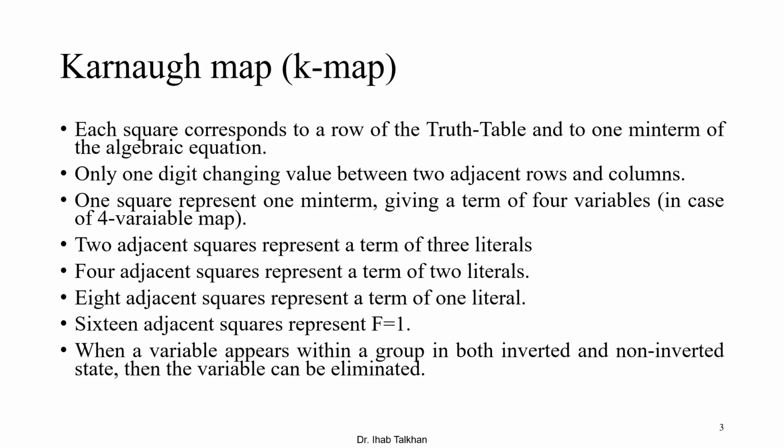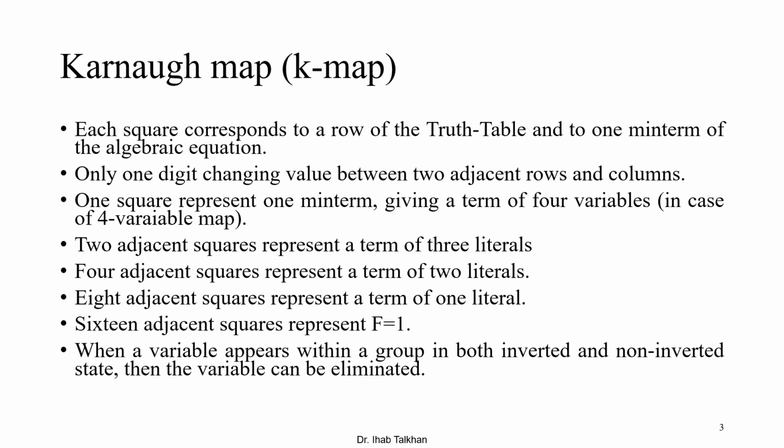As the second rule, only one digit changes value between two adjacent rows and columns. If you go from one cell to another, horizontally or vertically, you have to have only one value changing. So one digit changing value means that you cannot go from 0 1 to 1 0, because this would be a double change. That's why if you go from 0 1, you have to go to 1 1 in order to have only one digit changing value.